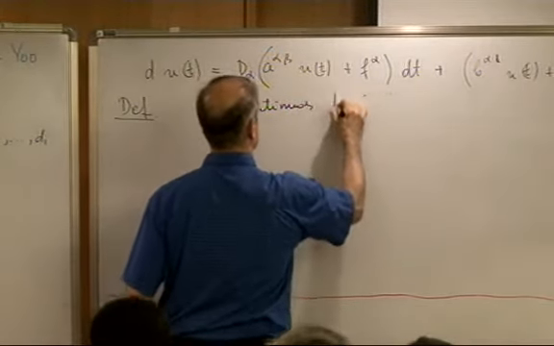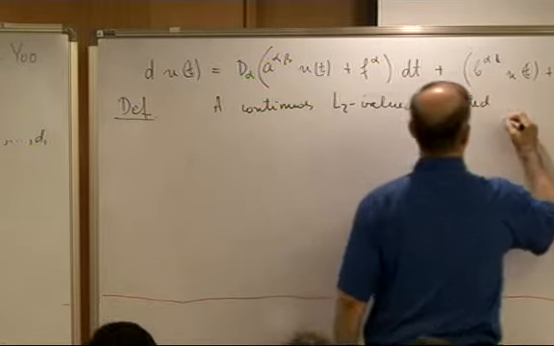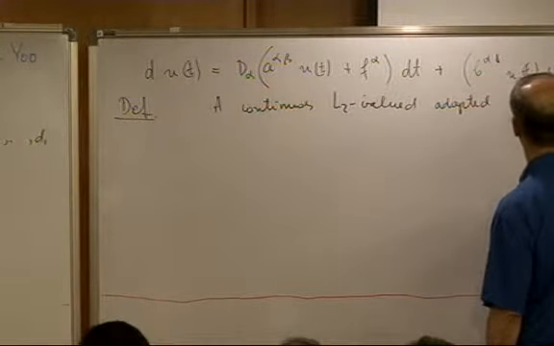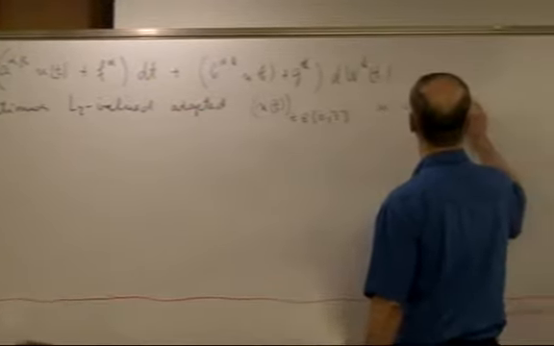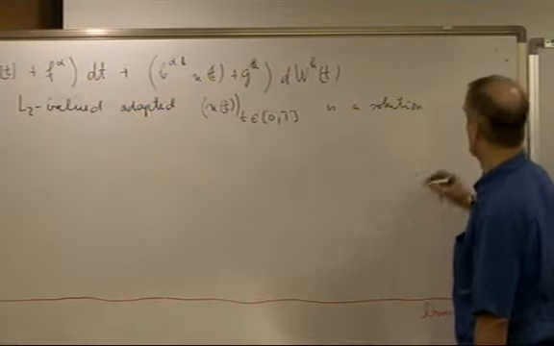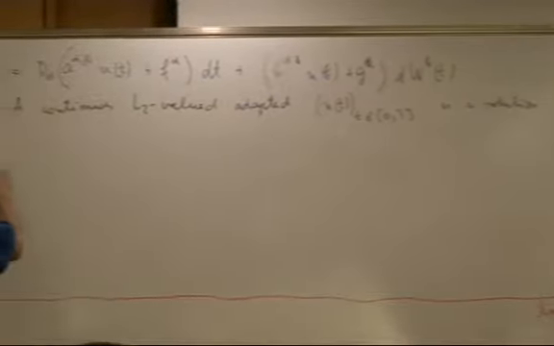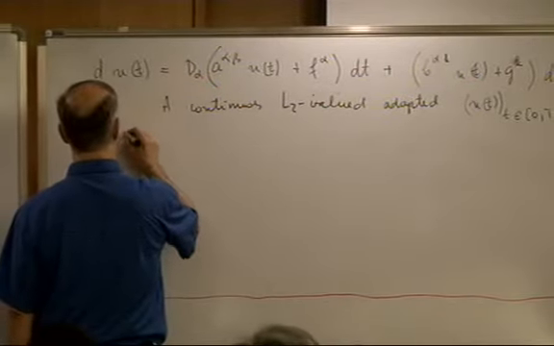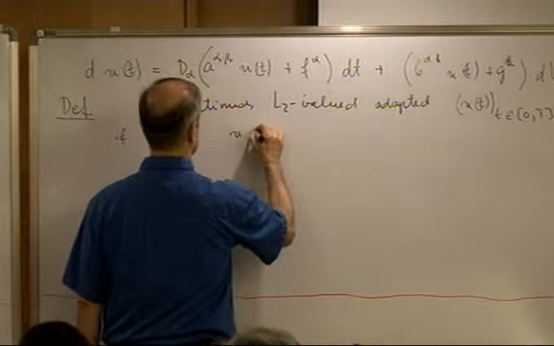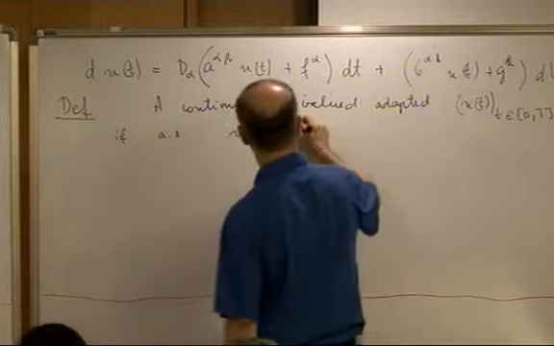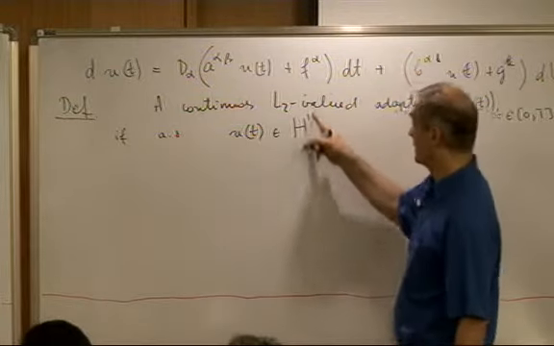Continuous L2 value adaptive process u_t is a solution, or generalized solution, in other words, of that equation, if almost surely u_t is in H1, which I write with this notation.